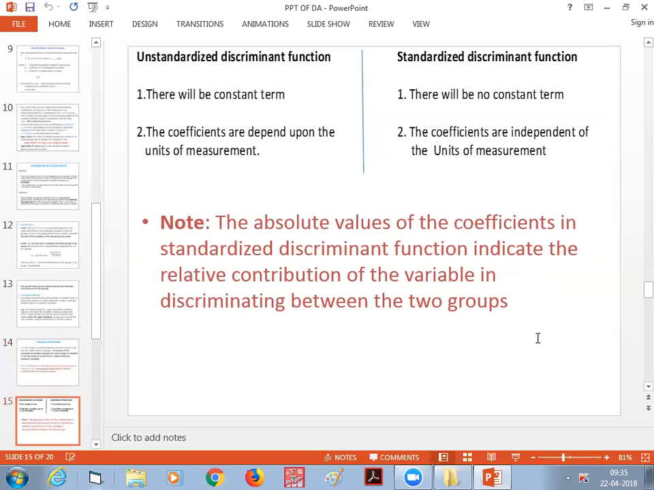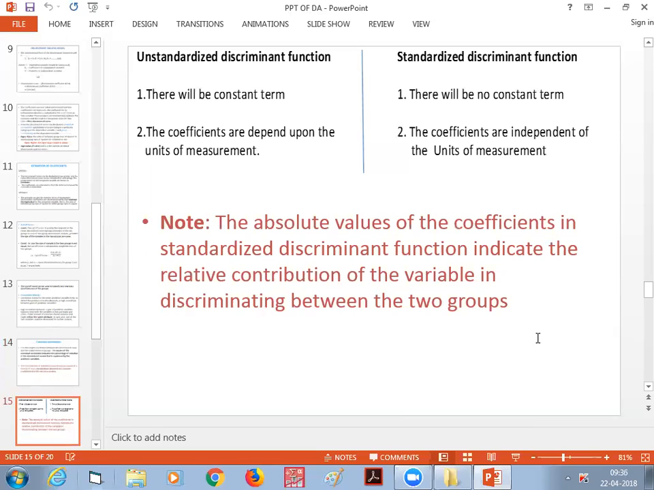And when you take the discriminant model from the SPSS output, again, there will be two types. Unstandardized means beta naught, beta 1, beta 2, etc. are measured in the original units only. Because we are using different variables, different units will be there. Suppose you don't want different units, and you want to convert everything into a standard normal variable, then that is called a standardized discriminant function. Anyone you can use.